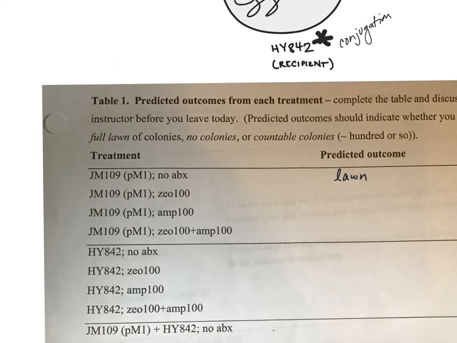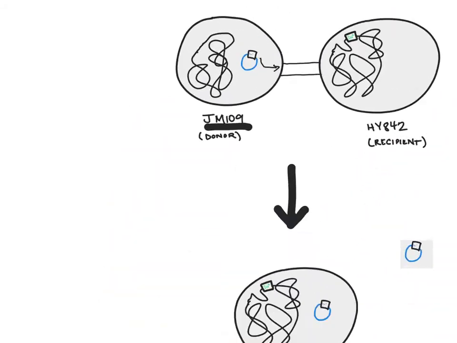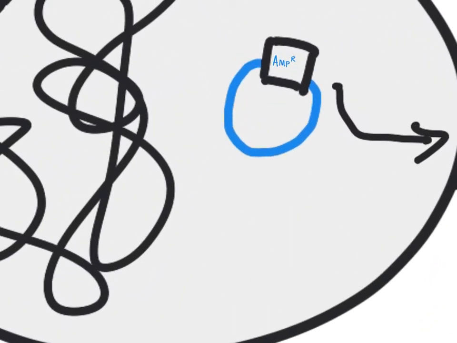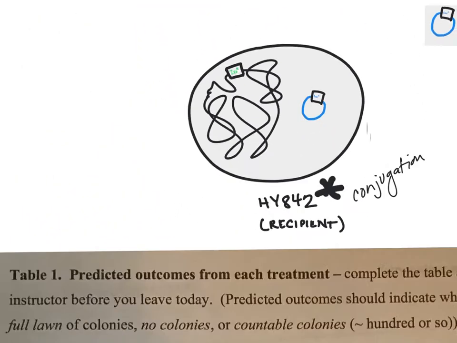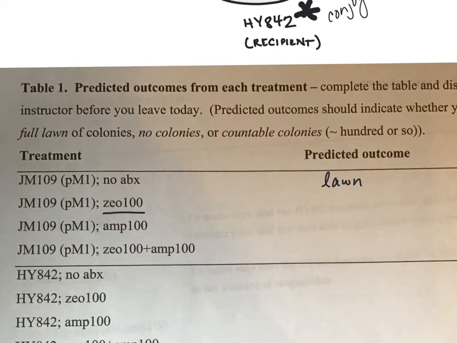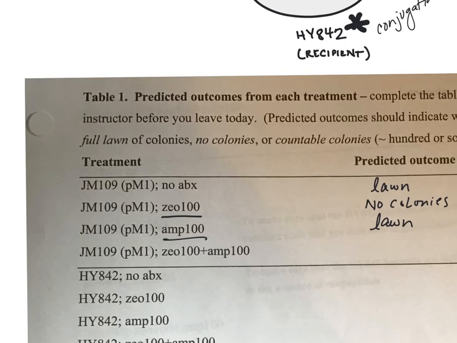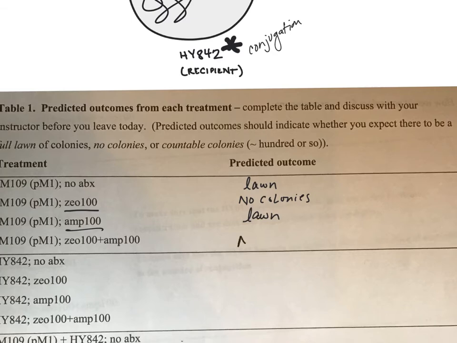Now, what's going to happen if we place the JM109 in the presence of the antibiotic zeaxanthin? So if you recall, the JM109 was resistant to ampicillin, so it can survive fine in the presence of ampicillin, but it cannot survive in the presence of zeaxanthin. So now if we treat it with zeaxanthin, you should see no colonies. However, in the presence of ampicillin, it'll be fine. It's got that antibiotic resistance gene, so we should see a lawn. Now, what about when we add zeaxanthin and ampicillin? Well, that zeaxanthin, again, is going to kill off the bacteria, so we should see no colonies.